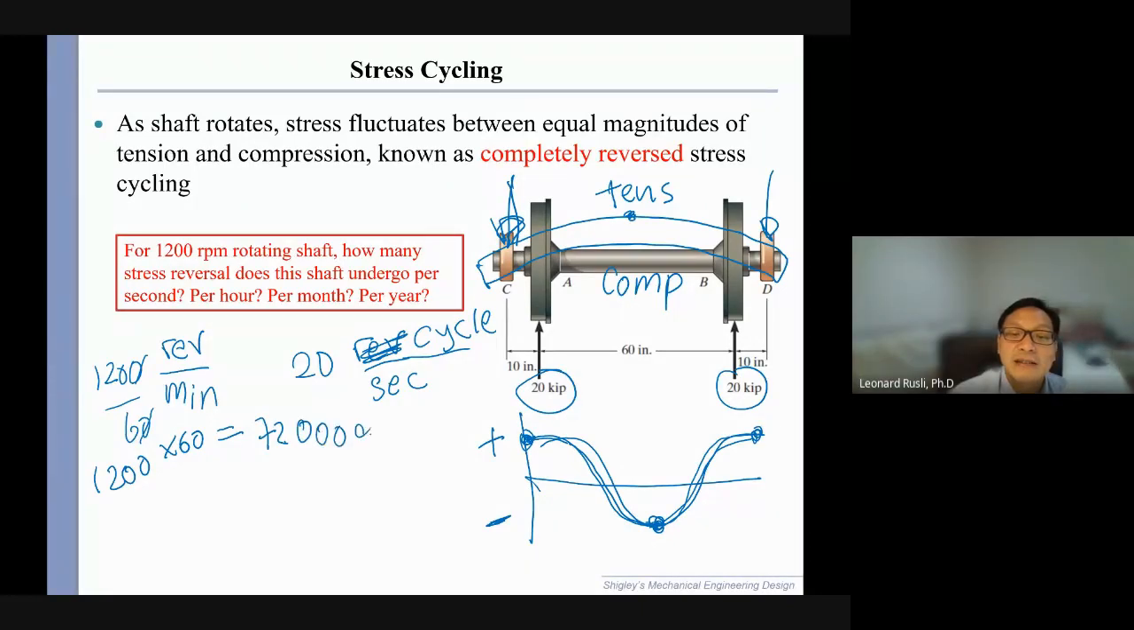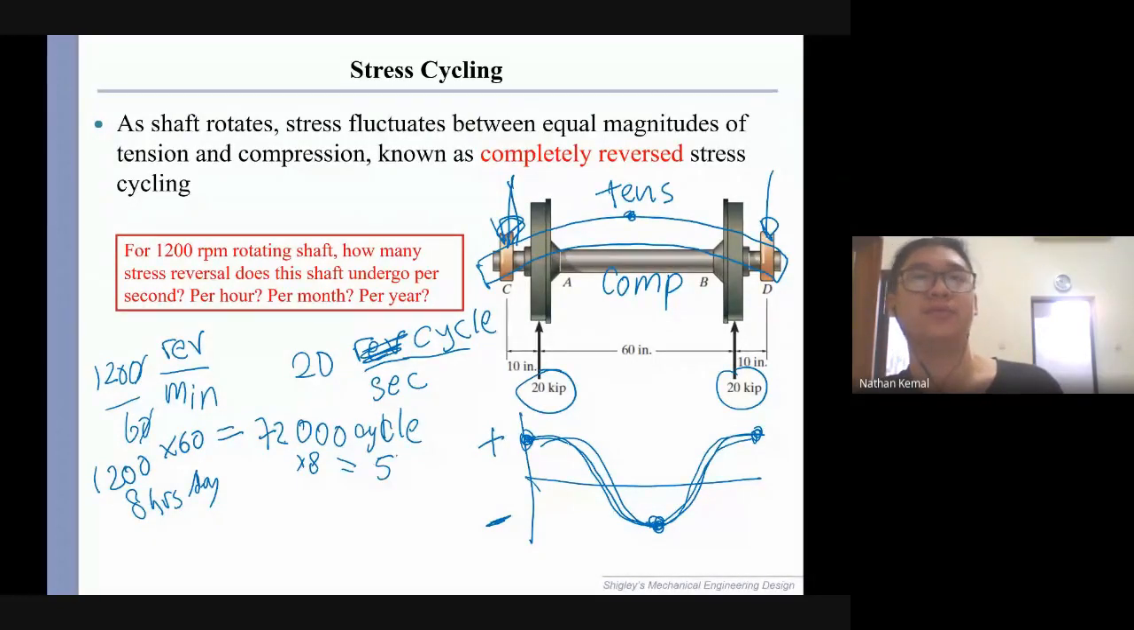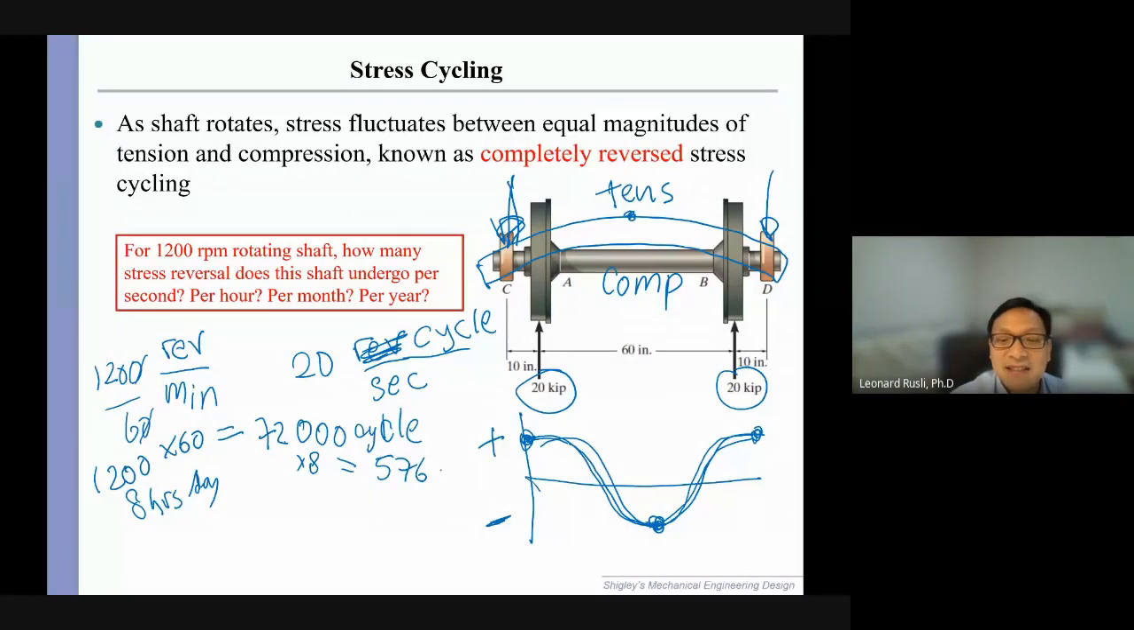72,000 cycle per hour. And if this shaft is like an axle on a kereta api, on a train, dan ini baru sejam. Baru sejam ini udah 72 ribu kali di cycle. Let's say it operates 8 hours per day. Kali 8 berapa? 72 kali 8. Ada yang ada kalkulator? Biar bangun, ayo hitung. 576, Pak. 576.000. 576,000 times in 1 day.